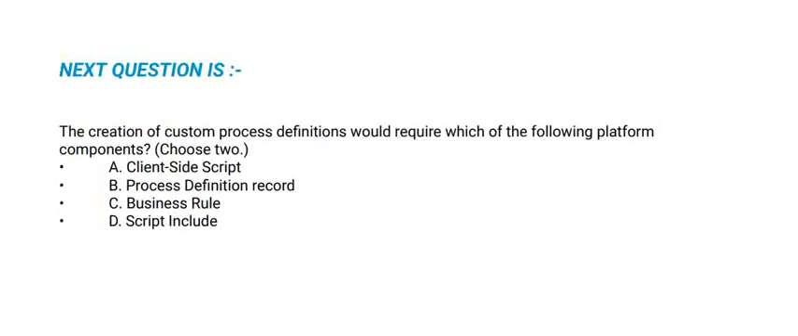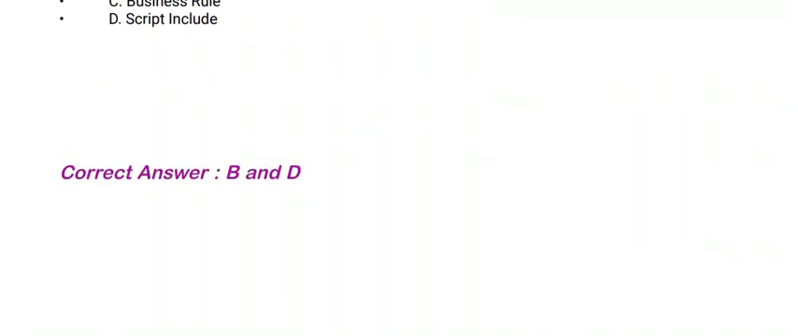Next question is, the creation of custom process definitions would require which of the following platform components? Options are option A, client side script. Option B, process definition record. Option C, business rule. And option D, script include. The correct option is option B and D.